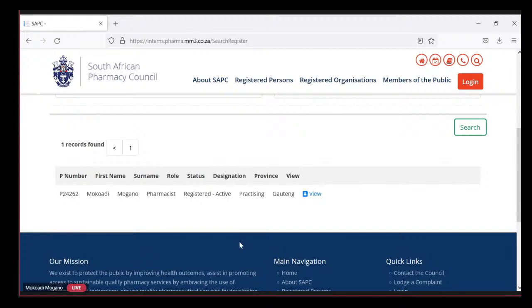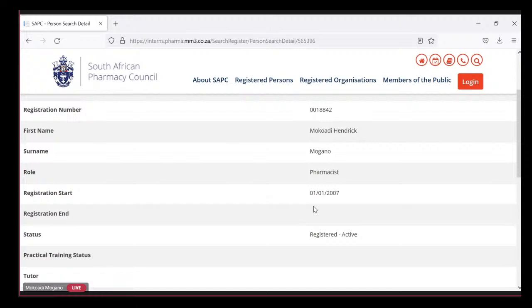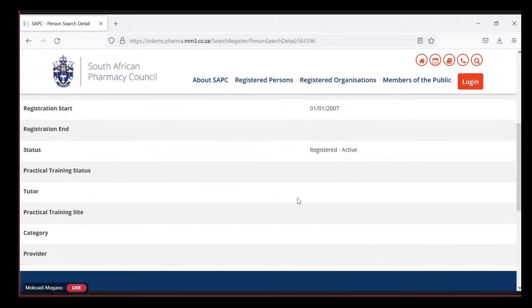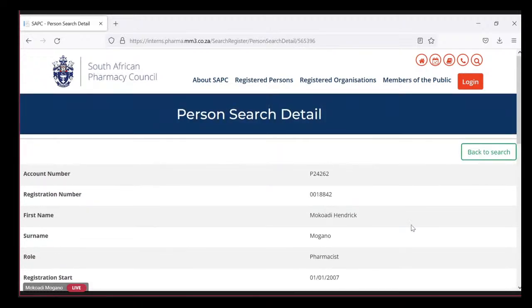All right, you can see there, it gives my name, and it gives the registration status. It says they're registered active, and then it gives the designation. You see, it says practicing there. So that's how an RP is able to check if the locum is designated as practicing or not practicing. Thank you.